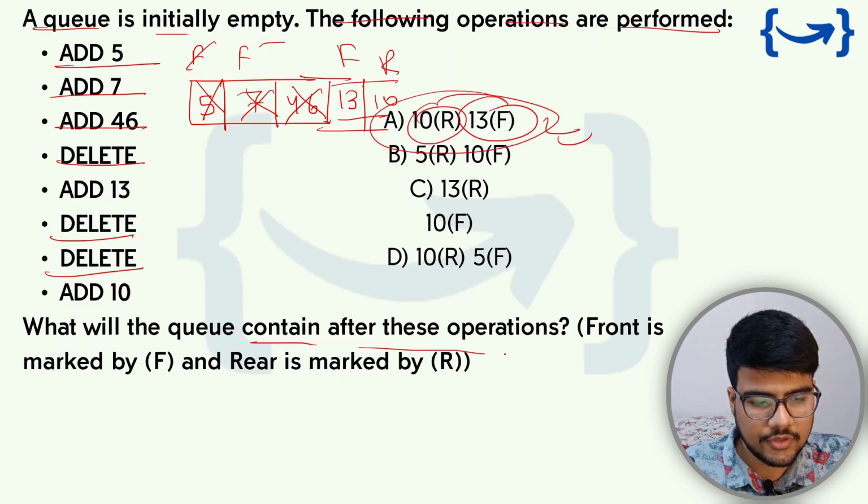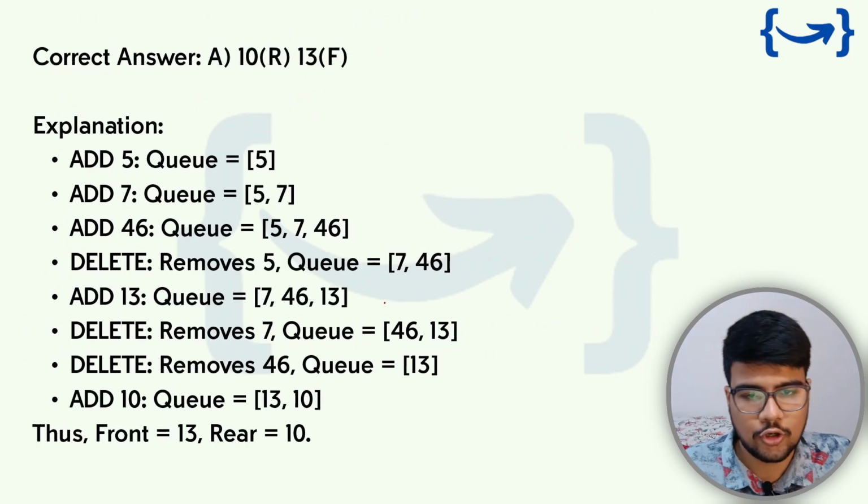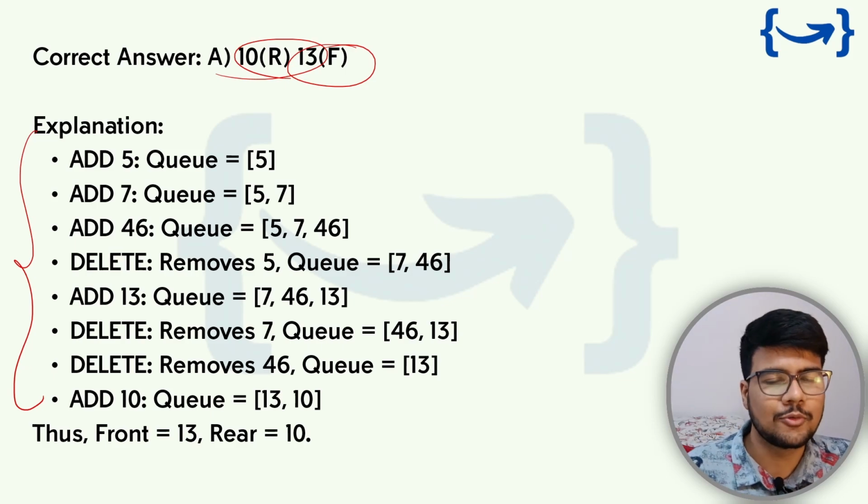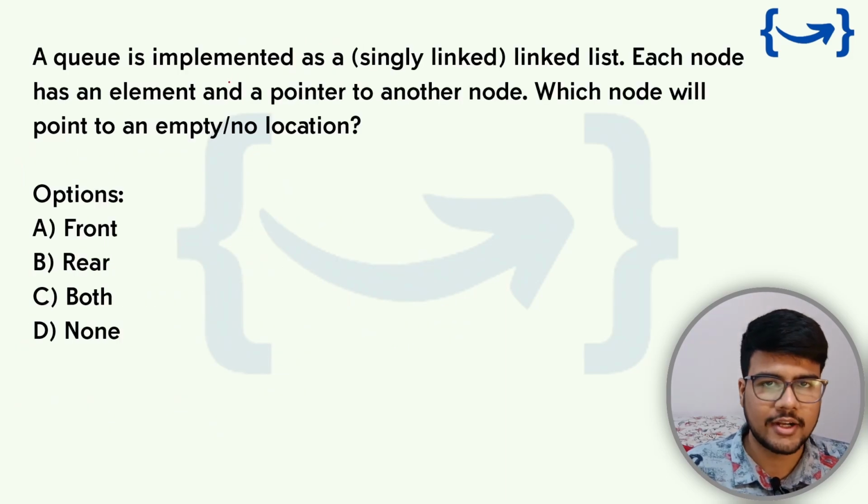What will be the queue contents after these operations? And we found A is the right option. Yes, 10 rear, 13 front, bingo. So explanation, whatever I show you by creating the array is the same case. You can just pause the screen if you want to read, or let's move to the next problem. +1 mark again if you mark that problem right.